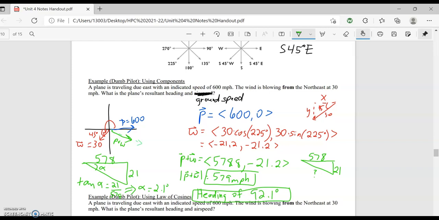So there you go. You guys did your first pilot problem. I don't think it was that difficult. I don't imagine you did either, but I will continue with another video. I will not be doing the example of a dumb pilot using law of cosines, but I will be doing more problems. I'll probably skip to the next one on the next page there.